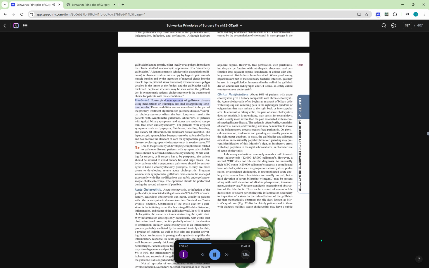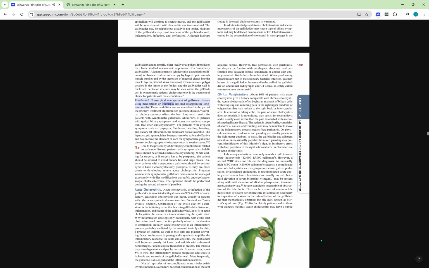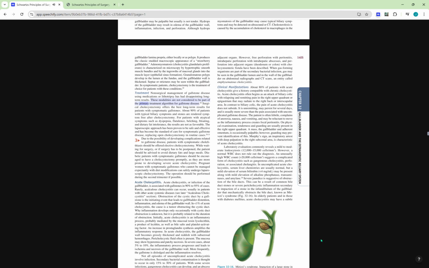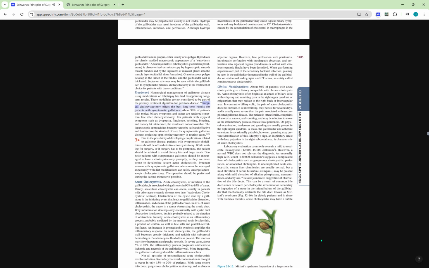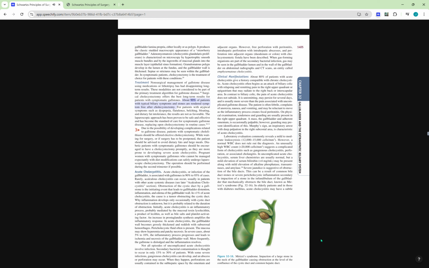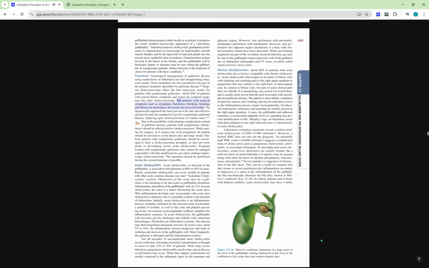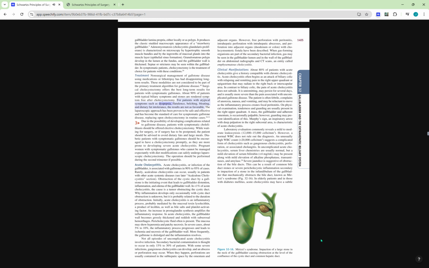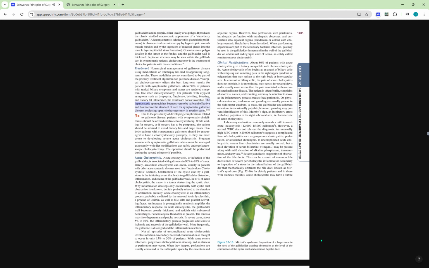Treatment: non-surgical management of gallstone disease using medications or lithotripsy has had disappointing long-term results. These modalities are not considered to be part of the primary treatment algorithm for gallstone disease. Surgical cholecystectomy offers the best long-term results for patients with symptomatic gallstones. About 90% of patients with typical biliary symptoms and stones are rendered symptom-free after cholecystectomy. For patients with atypical symptoms such as dyspepsia, flatulence, belching, bloating, and dietary fat intolerance, the results are not as favorable. The laparoscopic approach has been proven to be safe and effective and has become the standard of care for symptomatic gallstone disease, replacing open cholecystectomy in routine cases.